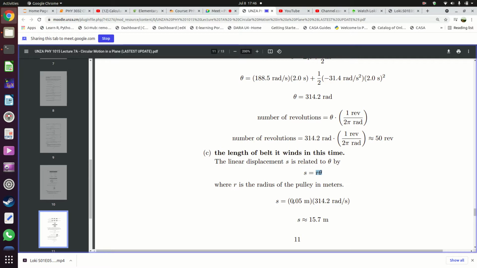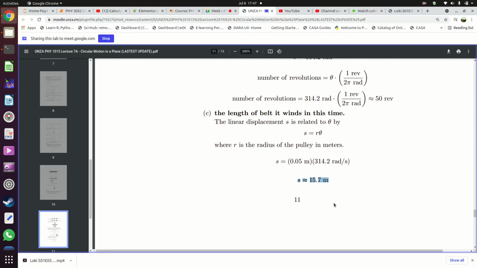In this case, s is going to be equal to, we know the radius is 5 centimeters, so that's 0.05 meters multiplied by the angular displacement, which is this. There is a second here which is not supposed to be here. It's just supposed to be radians. So you multiply 0.05 meters by the radians, and you end up with 15.7 meters, approximately. That's how much belt is going to unwind through the pulley in this particular amount of time, in 2 seconds.